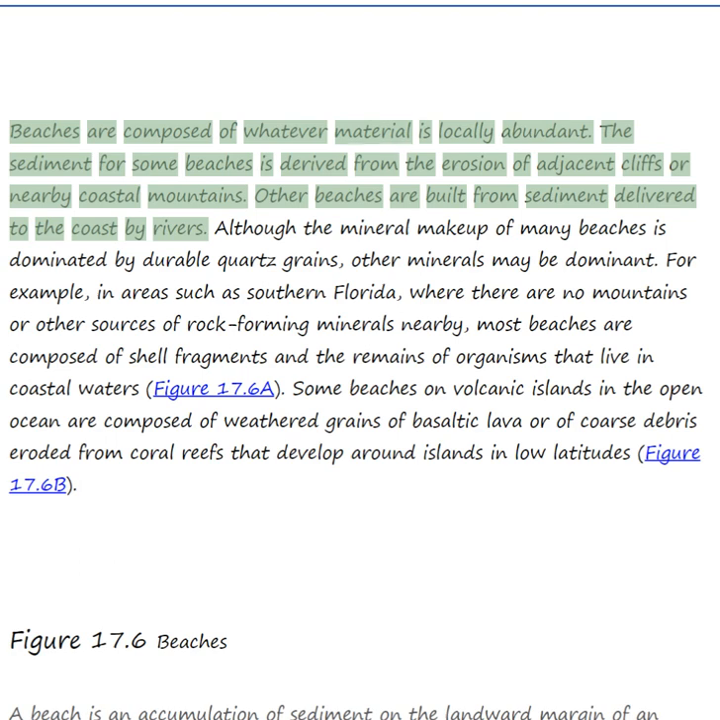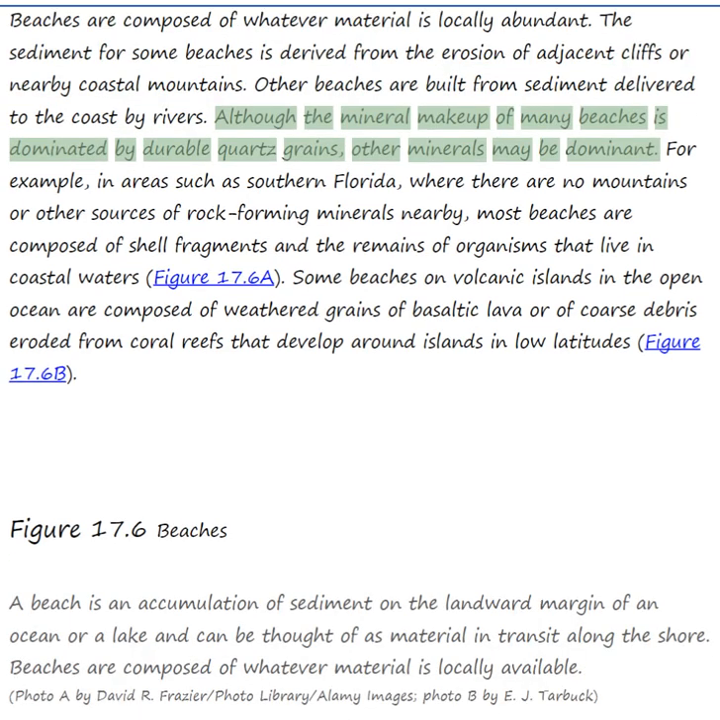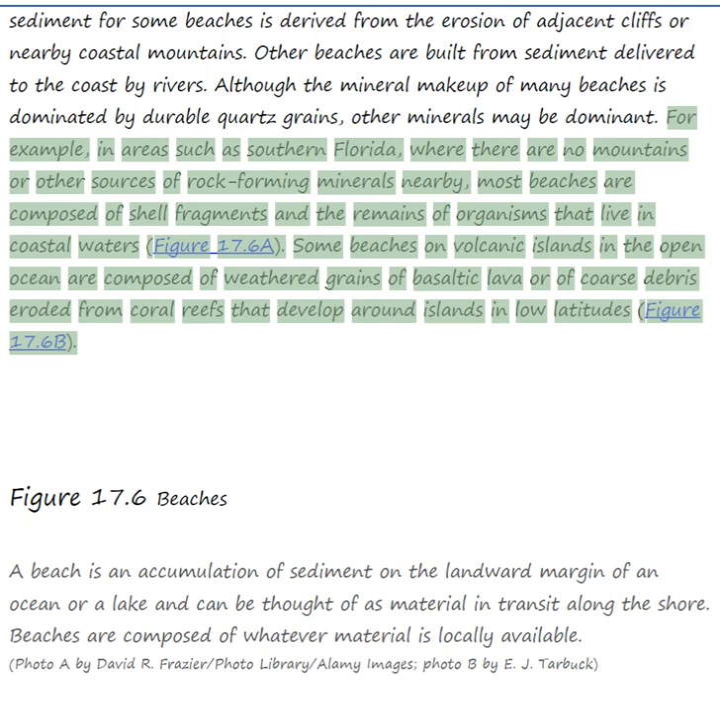Beaches are composed of whatever material is locally abundant. The sediment for some beaches is derived from the erosion of adjacent cliffs or nearby coastal mountains. Other beaches are built from sediment delivered to the coast by rivers. Although the mineral makeup of many beaches is dominated by durable quartz grains, other minerals may be dominant. For example, in areas such as southern Florida, where there are no mountains or other sources of rock-forming minerals nearby, most beaches are composed of shell fragments and the remains of organisms that live in coastal waters. Some beaches on volcanic islands in the open ocean are composed of weathered grains of basaltic lava or of coarse debris eroded from coral reefs that develop around islands in low latitudes.